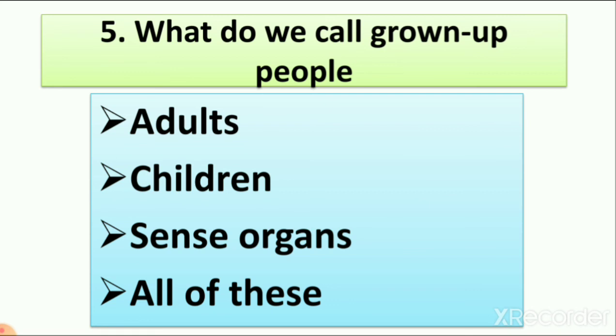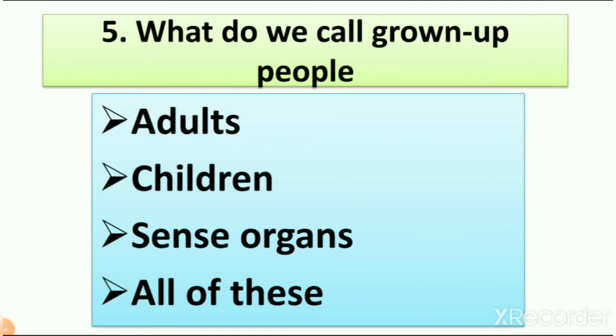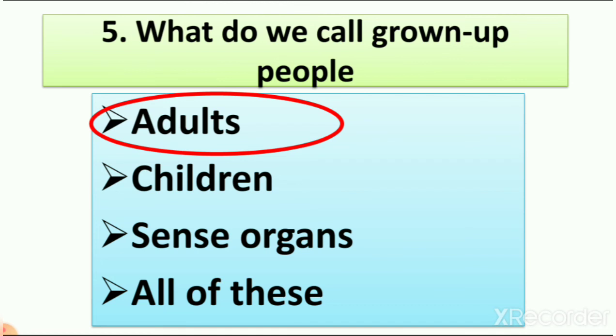What do we call grown up people? So when we learn about adults, children, sense organs, we learn that sense organs are the parts of the body which help us to feel the world around us. So it means we are not calling grown up people sense organs. Then when we learn about children, we learn that children are growing up people. It means they are growing. And when we learn about adults, we learn that adults are grown up people. It means they are already grown. Now they are not growing, right? So what is the answer? What do we call grown up people? Adults, right? So the answer is adults, right?